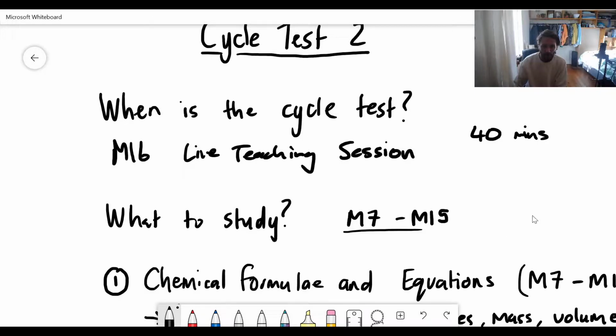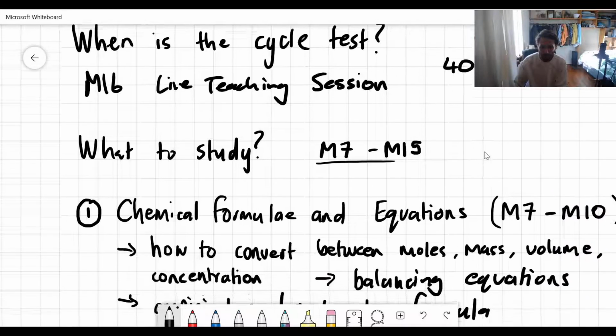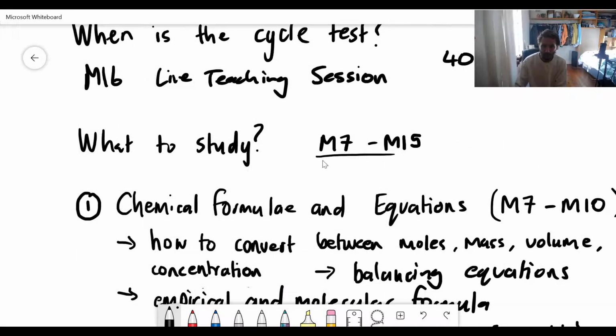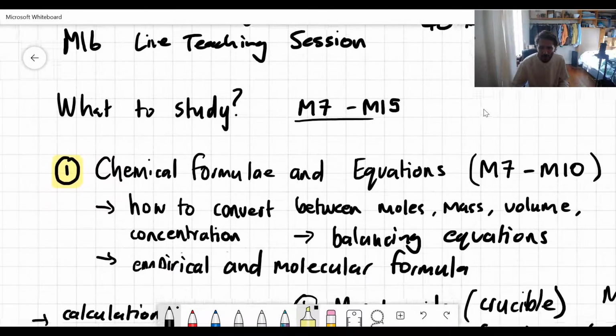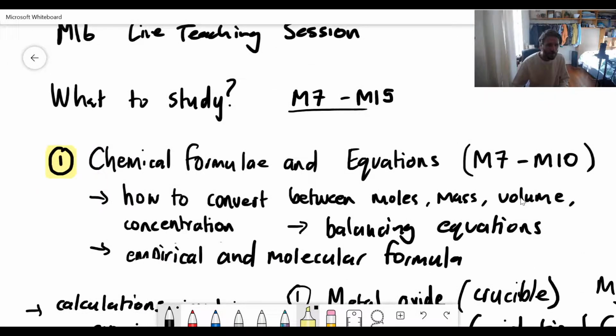So there are three main topics in modules 7 to 15. There's chemical formula and equations. Okay, so we've been working through that. That's things like how to convert between moles, mass, and volume, and concentration. They can also give you gas questions, so go through that module as well.